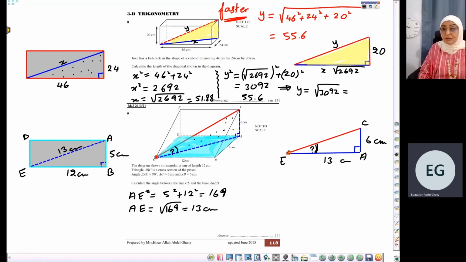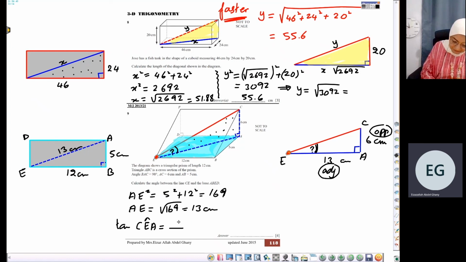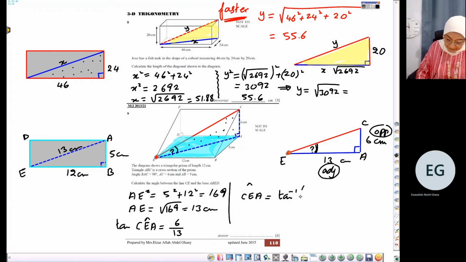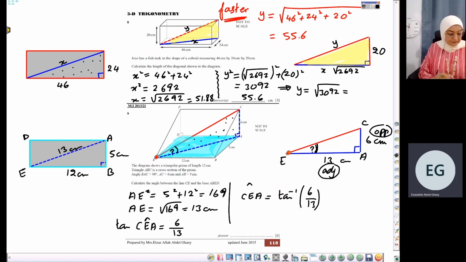The angle is E, but you cannot say just E. E is having many lines passing through E. So you'll write here that this is the opposite to the angle. This is the adjacent. So it is tan. Tan CEA is opposite over adjacent, 6 over 13. Divide your area of answering using a ruler like that, and angle CEA is equal to tan inverse 6 over 13.